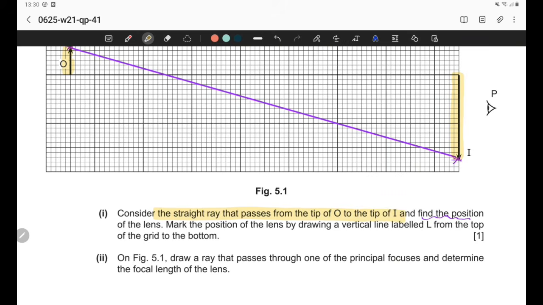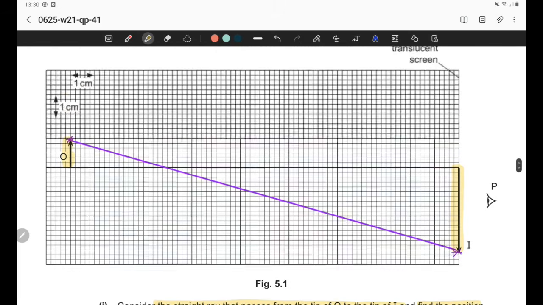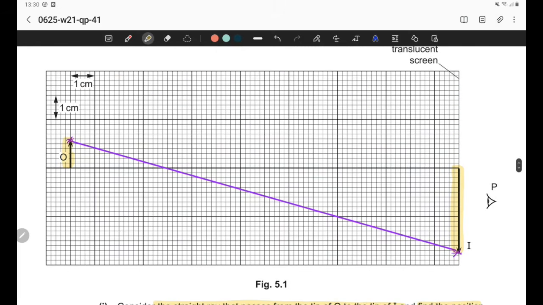Next we need to find the position of the lens, and after finding the position of the lens we need to mark it by drawing a vertical line labeled L. So we have to first identify where the position of the lens is. The position of the lens will be at the point where this particular line meets the principal axis. This is the point where the lens should be placed in order to get an image in this way.